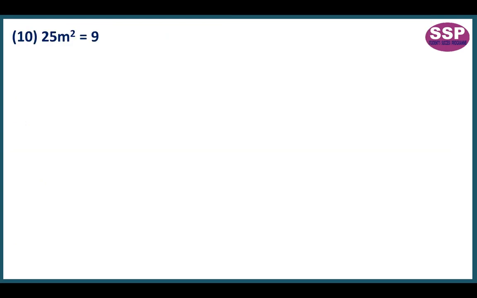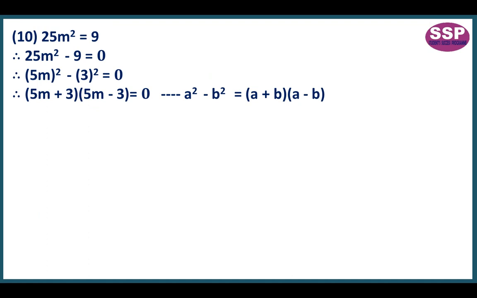Next problem, 25m square is equal to 9. Now rearranging the equation, we get 25m square minus 9 equal to 0. Now rearranging this equation, we get (5m) whole square minus 3 square. Now this equation is in the form a square minus b square. So we can write it as in the first bracket 5m plus 3, in the second bracket 5m minus 3 equal to 0. That is because of the formula a square minus b square is equal to a plus b into second bracket a minus b.